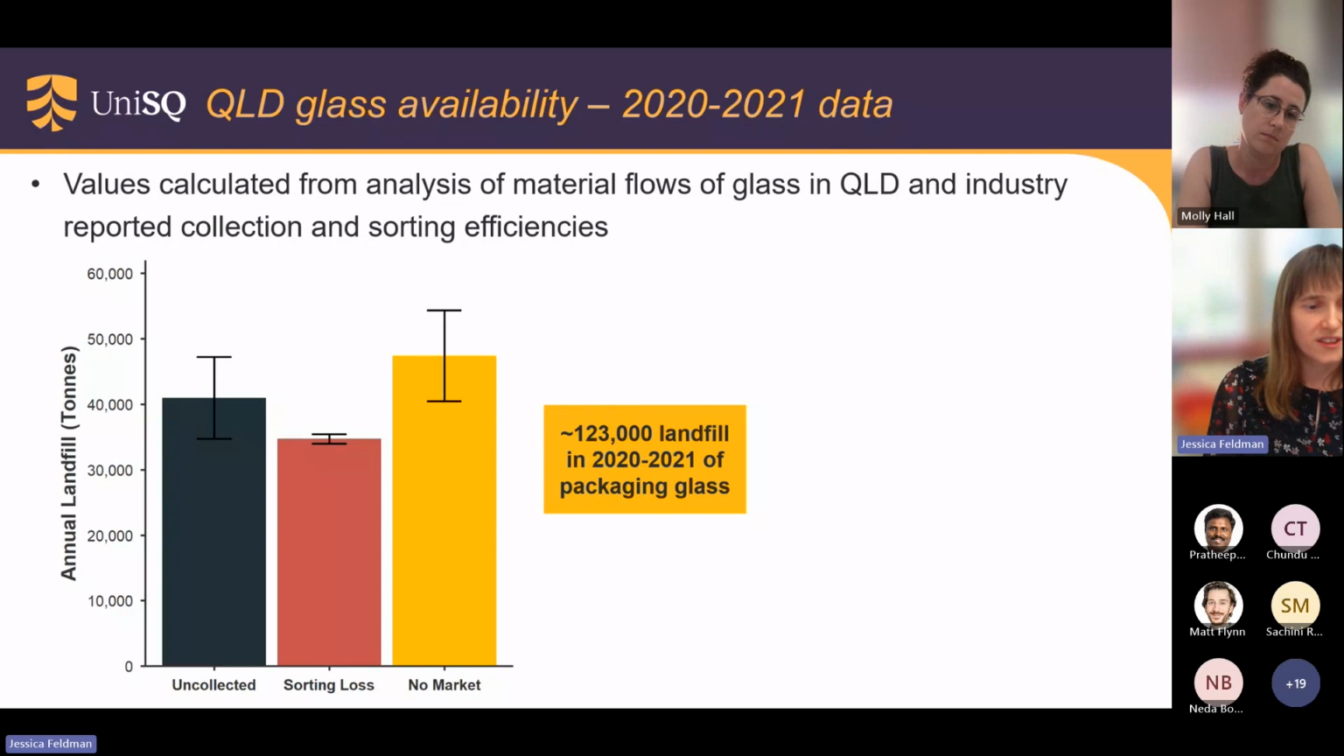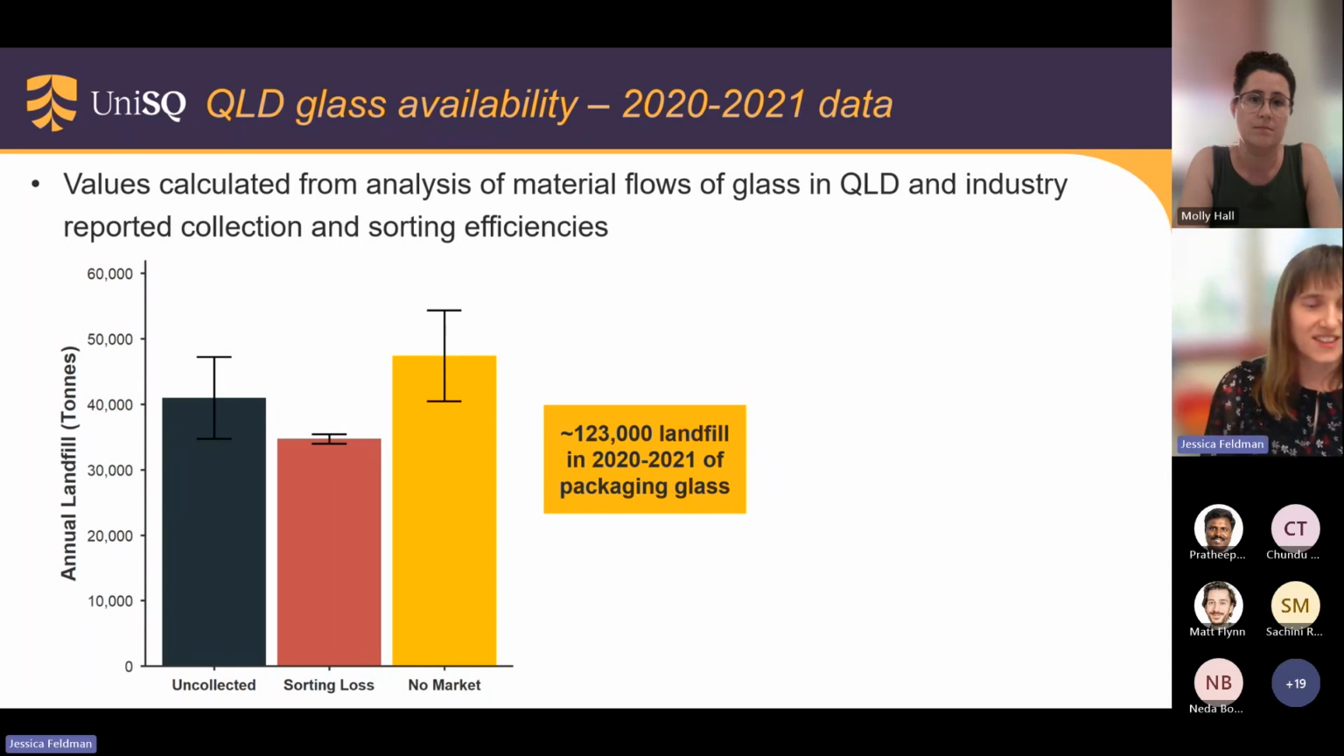So we know that there was 123,000 tonnes of packaging glass that was sent to landfill in 2020 to 2021. And just naturally, because not everyone puts the glass into recycling, or in some locations, there just aren't sorting facilities available, especially in the more regional and rural areas, this is classified as uncollected glass waste. For the glass that is collected as recycling, there's always going to be some sorting loss, as naturally some glass is lost to landfill and not separated out.